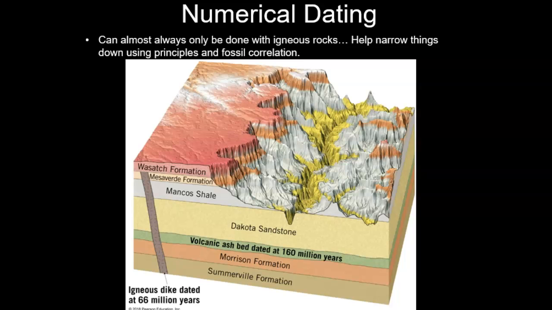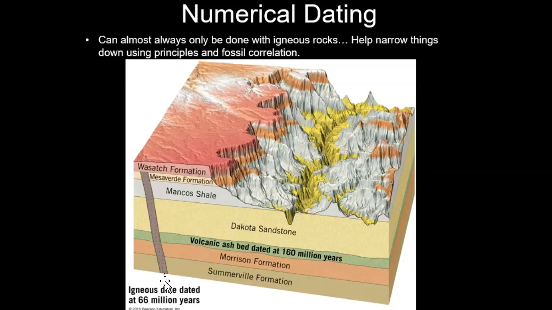In this case, dates have been determined for the volcanic ash right here at 160 million years old. Obviously, by the principle of superposition, we know that the strata that lies below that ash bed is older than the volcanic ash bed, and that the strata that lies above it is going to be younger than that volcanic ash bed. Also, by the dating of this igneous intrusive dike, we know that it's 66 million years old.